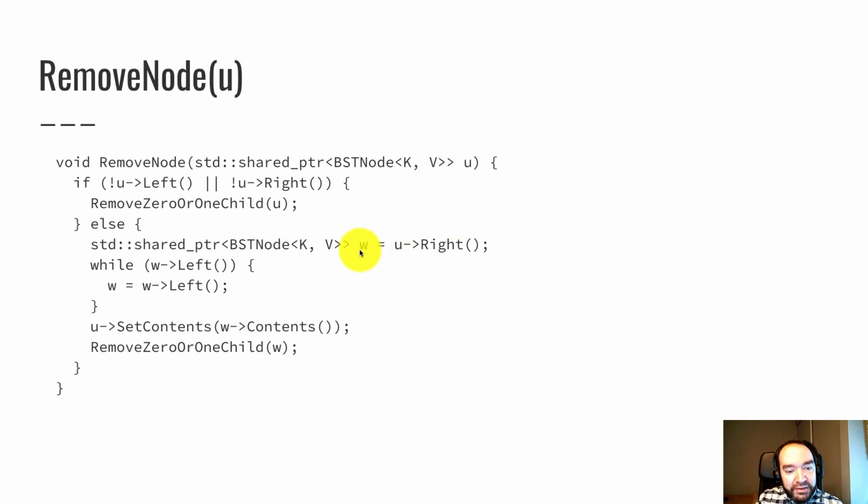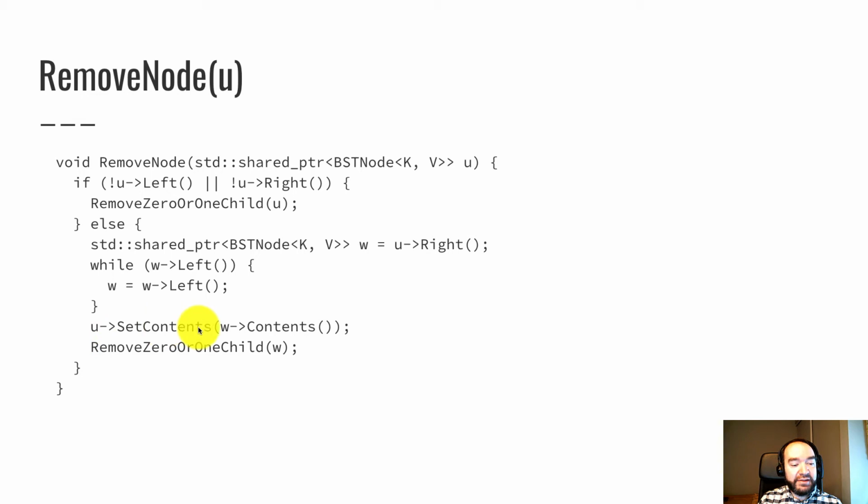So to begin with, w is u's right. w is going to point to the successor of u. So w starts out as u's right pointer. We know that this is a non-null pointer because we got past this if statement. And while w's left is not null, w equals w's left. So that's just zooming down the left pointers until we can't go any further. This loop will stop when w is a non-null node that has no left child. So w is definitely a node, but it definitely does not have a left child.